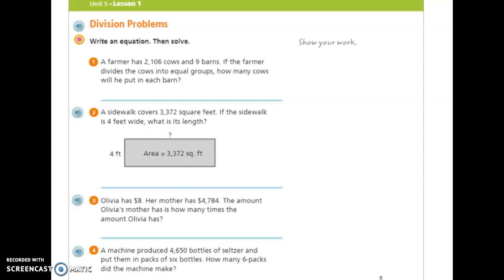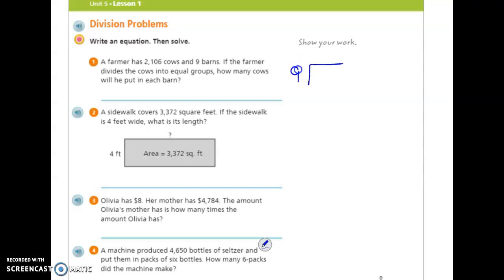Here's our situation in number 1. A farmer has 2,106 cows and 9 barns. If the farmer divides the cows into equal groups, how many cows will he put in each barn? All right, so it's a lot of cows and a lot of barns. We're going to divide it like this.